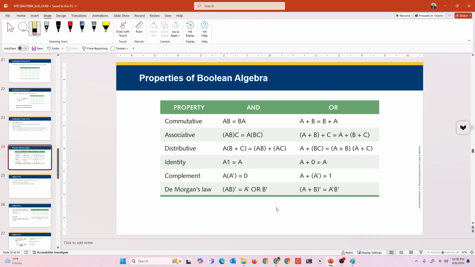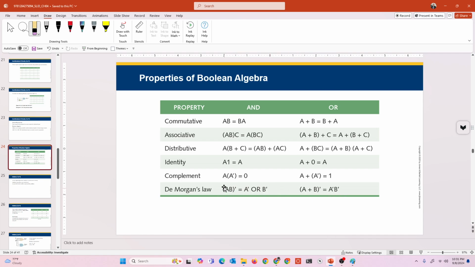The most important one, they're all important of course, is De Morgan's law. De Morgan's law basically switches between the OR and the AND if you have an inverter. A and B inverted, which is prime, is equal to A prime or B prime. See, we went from AND to OR. The other way is also true. A plus B, which is A or B, prime, is actually equal to A prime and B prime.